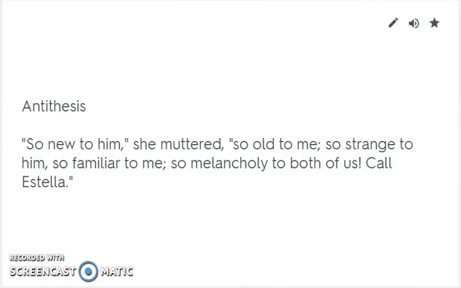Antithesis. An example of antithesis is, "So new to him," she muttered, "so old to me, so strange to him, so familiar to me, so melancholy to us, to both of us. Call Estella."